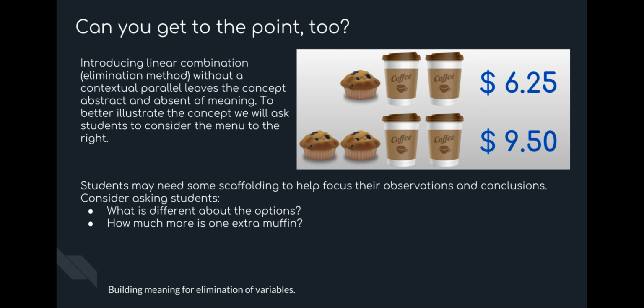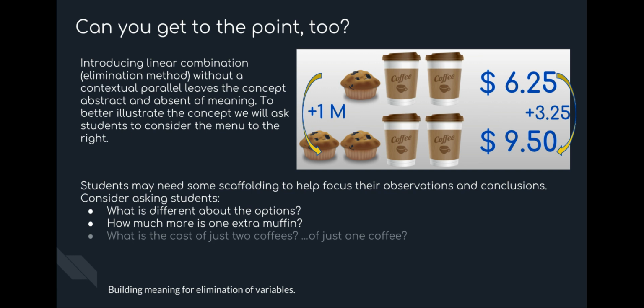So when we added a muffin, how did the price change? In this case, adding a muffin added $3.25 to the total cost. What is the cost of two coffees, or of just one coffee? Well, now that we know the cost of one muffin, we can use that to determine the cost of two coffees. We can substitute in that $3.25, and we can determine the price of a coffee.